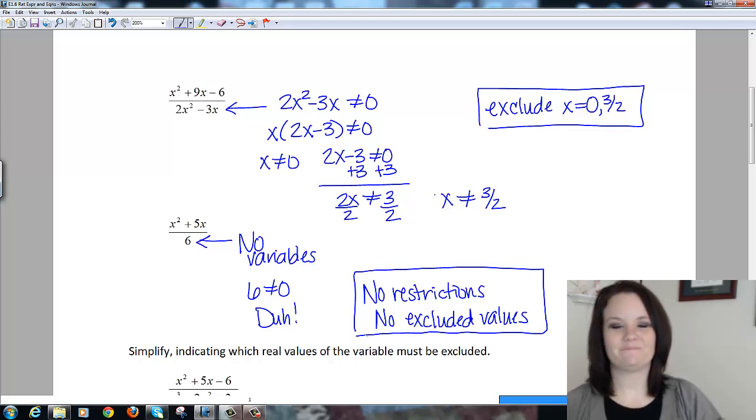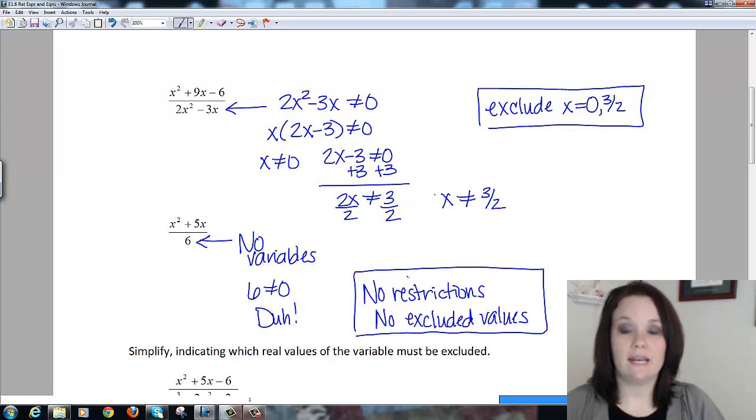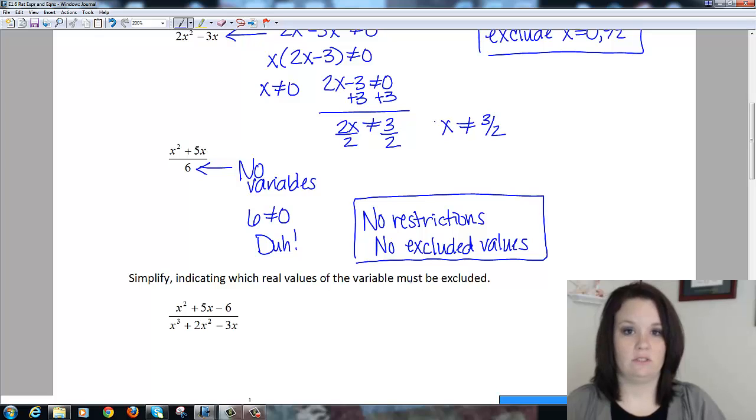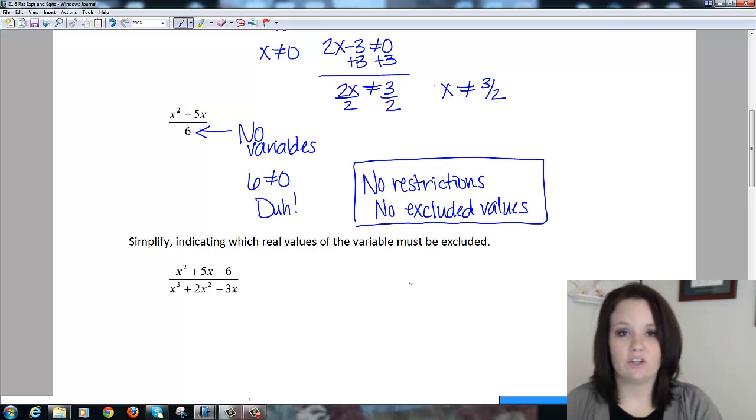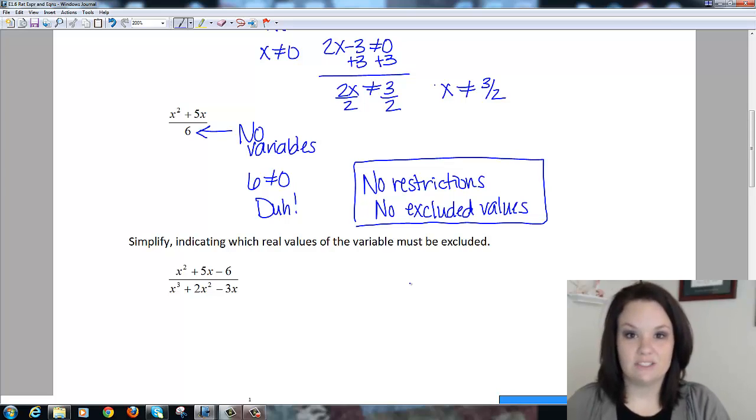Okay, so now what I want to look at is simplifying rational expressions. In order to simplify rational expressions, we check to make sure the top is completely factored and the bottom is completely factored, and then we can cancel common factors from the numerator and the denominator. Okay, and then just to refresh on what we did before, I'm going to go ahead and find the excluded values of these expressions as well.